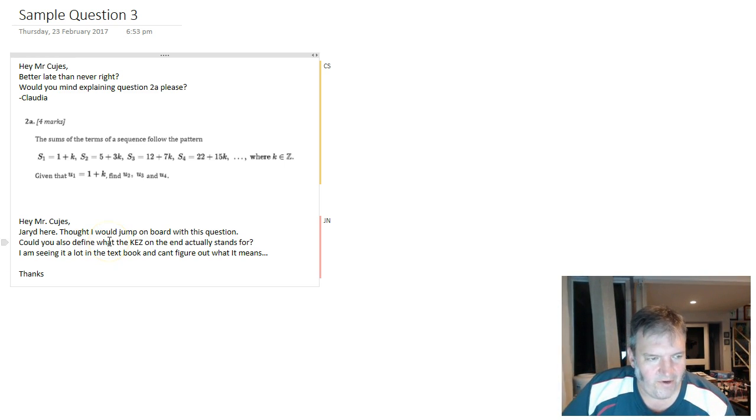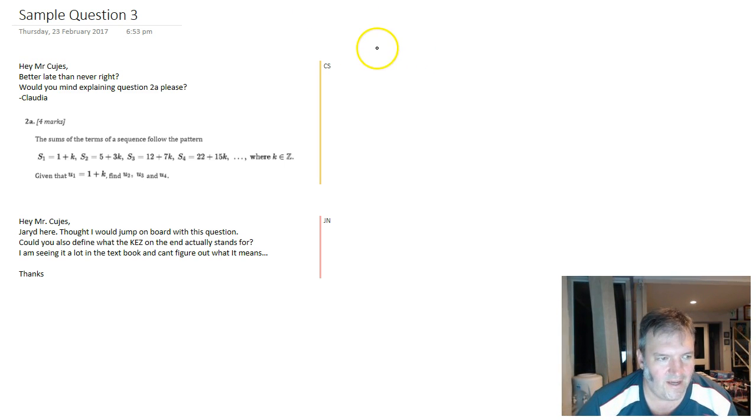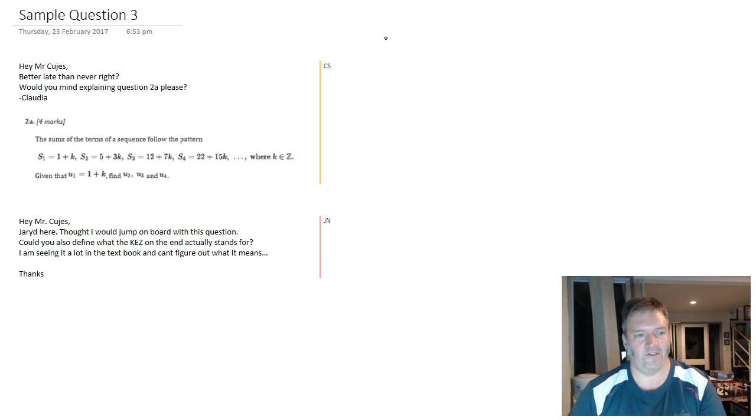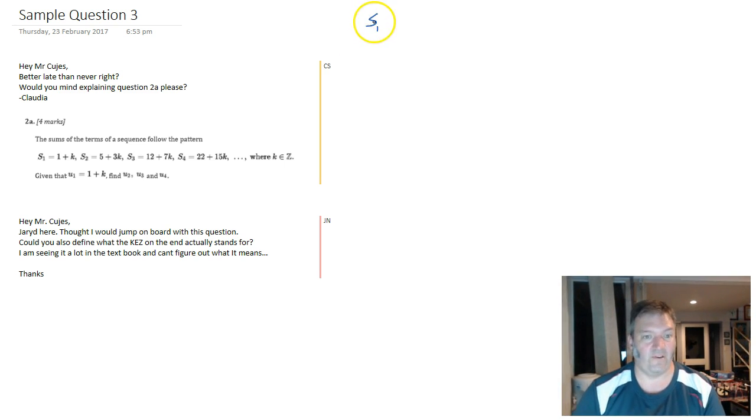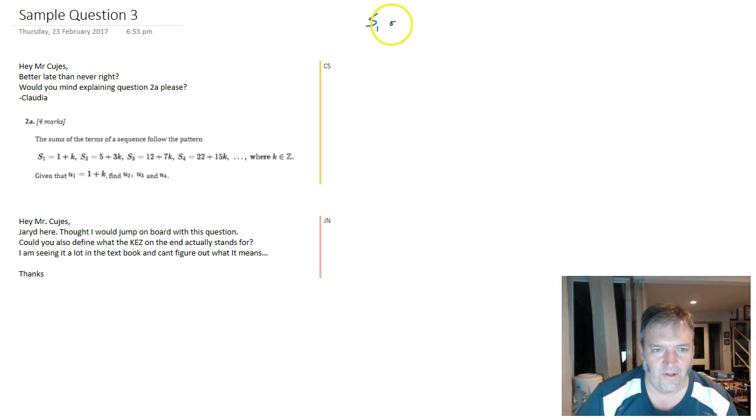Now, this is one I remember doing in class, but not everyone was doing it at the same time. Let's have a look and see how we go with this one. This is actually probably the hardest one out of all of the practice questions you were given, so fair enough if we had a little bit of trouble. So, S1 is the sum of the first one term, so it's just equal to the first term as well, and that's equal to 1 plus k.